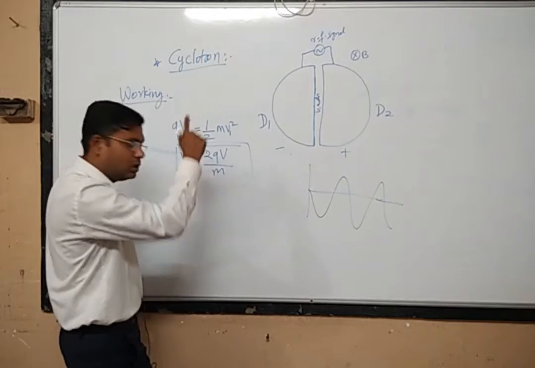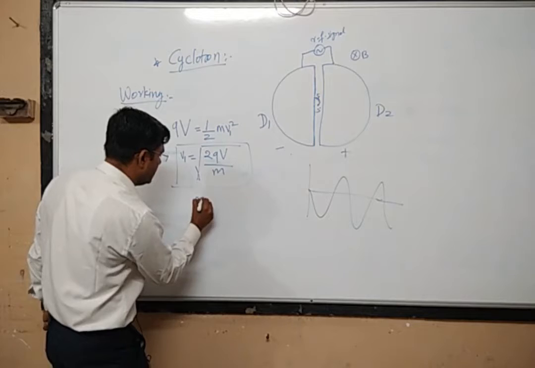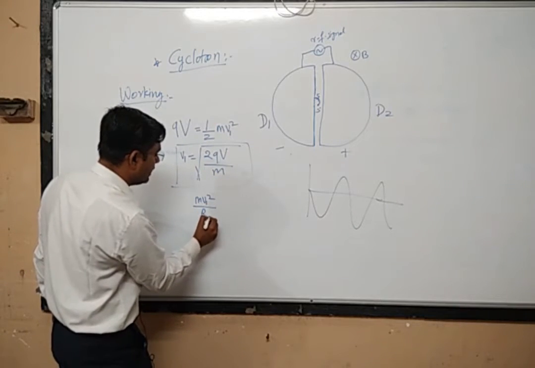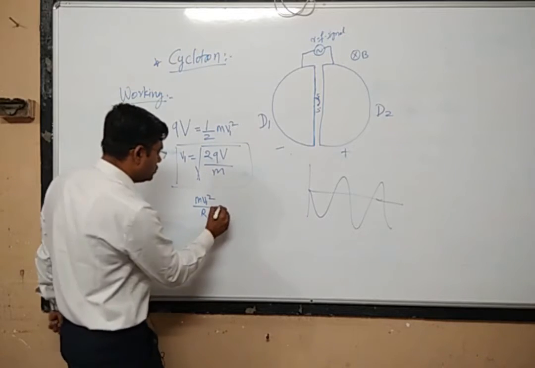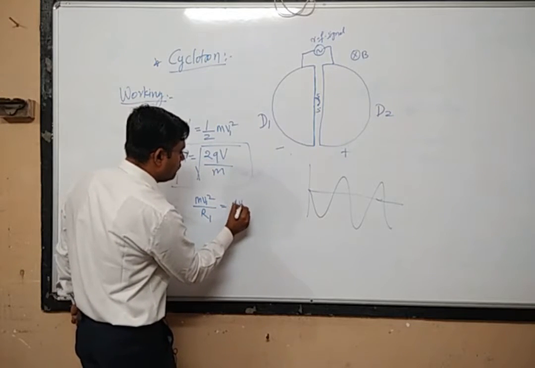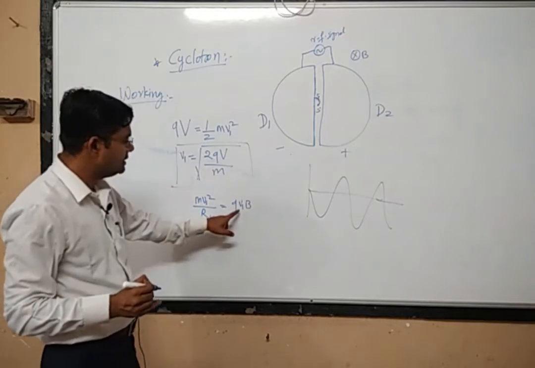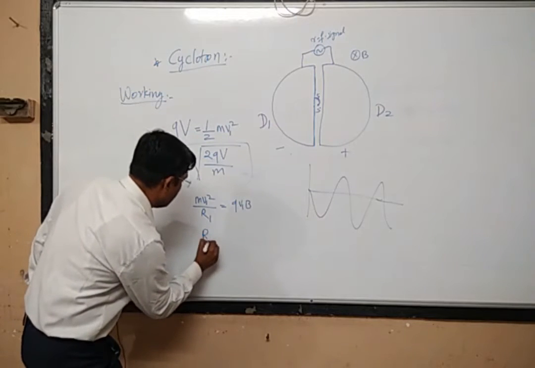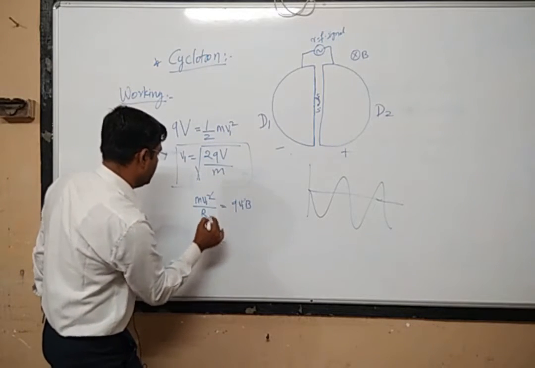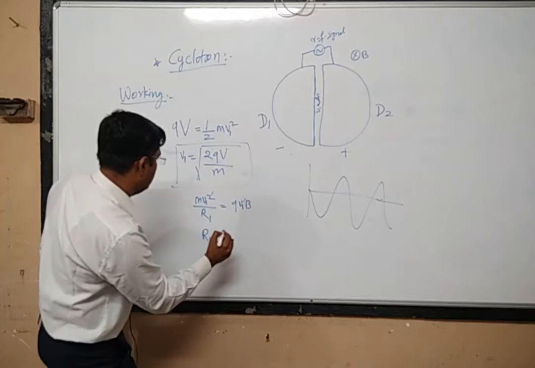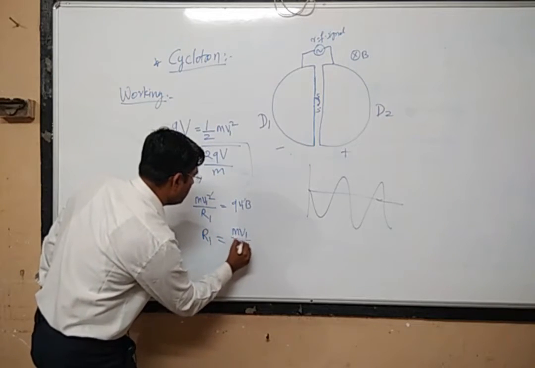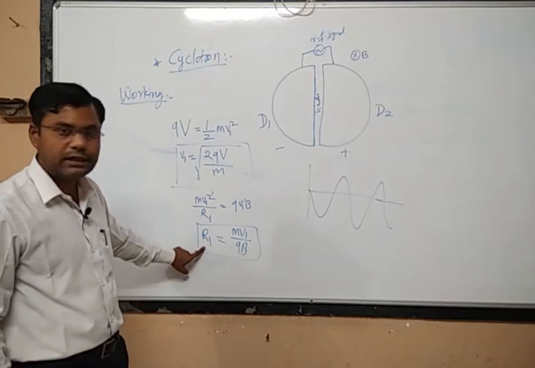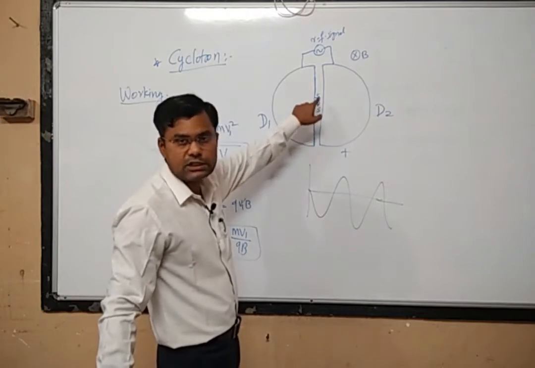In order to move in a circular orbit, you need to have centripetal force, so mv square divided by r. You know that the velocity is v1 and the radius in this case will be, suppose, r1. So it will be equal to q times v1 times b, because velocity is v1, right? From this we can get the value for r1. The v1 will get cancelled, so r1 will be equal to m into v1 divided by q times b. So this will be the value for the radius of the circular path travelled by the charged particle inside the D.